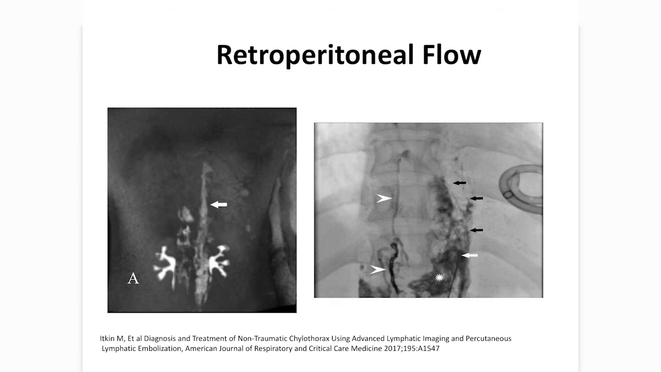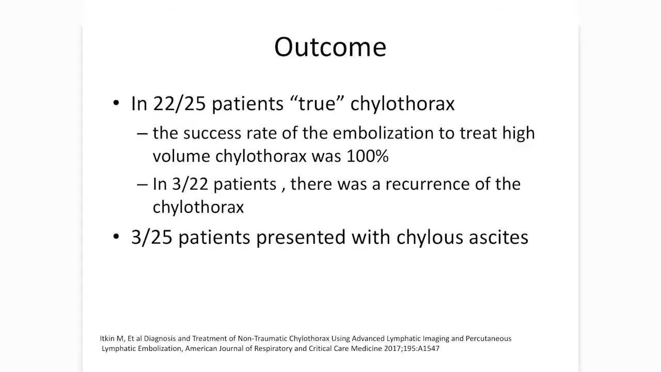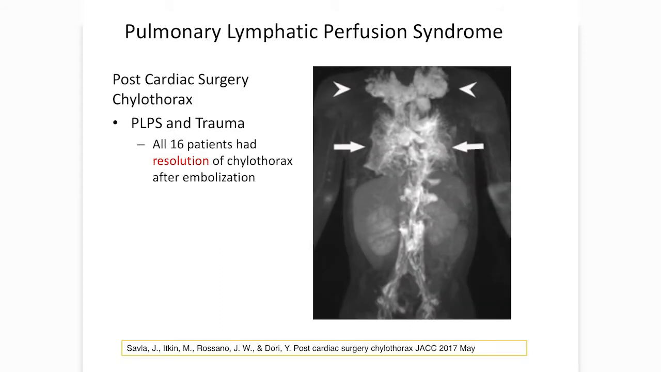This is how we do it. We actually inject glue directly under fluoroscopy guidance into these masses. So this is our recent study that we presented at the meeting of the American Thoracic Society, and most of the patients that present with true chylothorax, not Chylous Ascites, we can treat successfully by applying this algorithm.